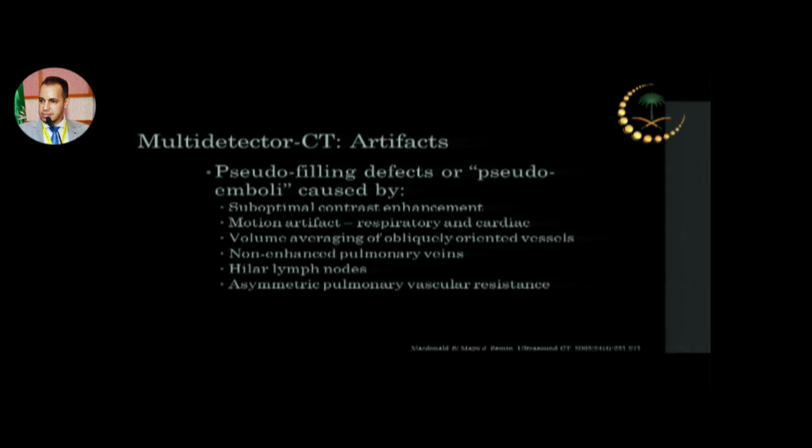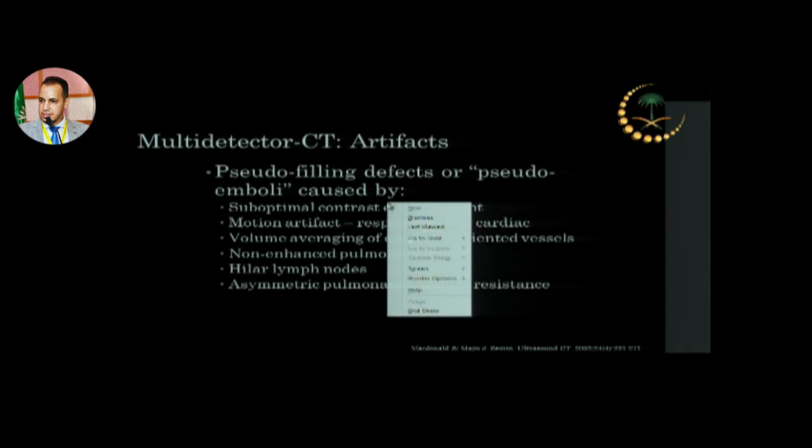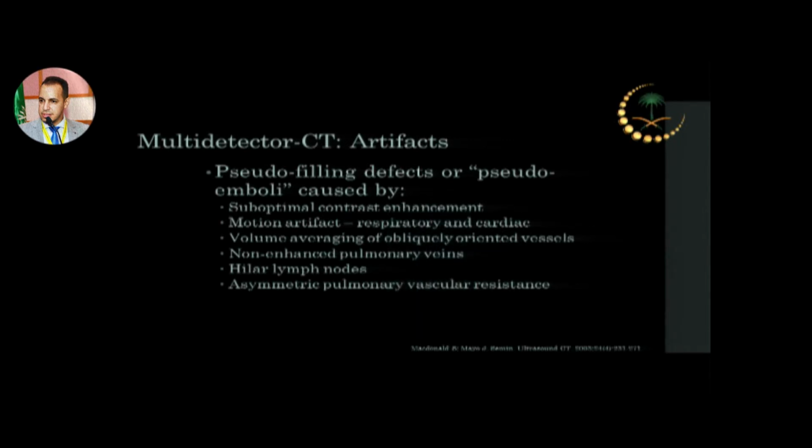Sometimes artifacts may be confusing in CT angiography and can mimic pulmonary embolism. Some of the famous artifacts are streak artifact or beam hardening artifact from the contrast in the superior vena cava, and motion artifact, especially from respiration. Many of these patients are dyspneic, and therefore they cannot hold their breath for a long time, and that can lead to motion artifact.